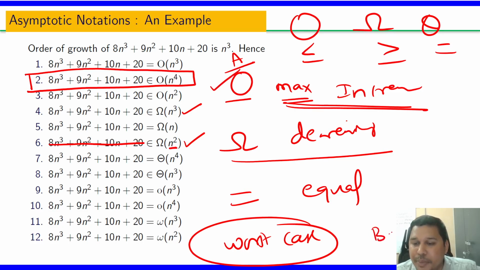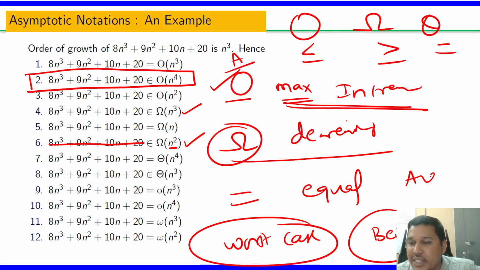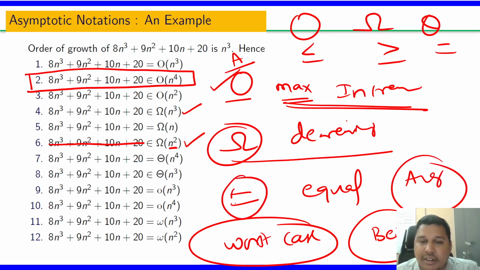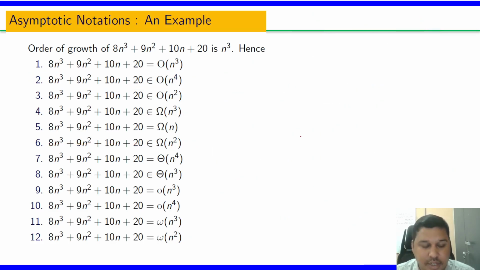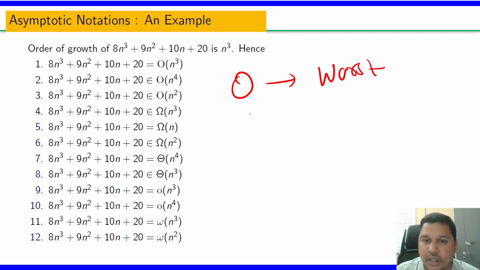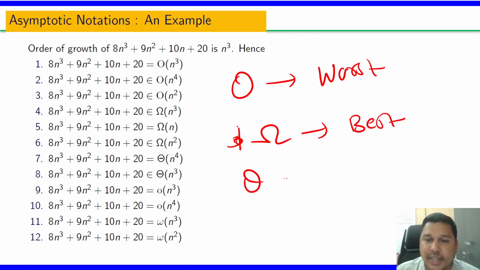If you want to represent the best case, you have to go for omega. When you want to talk about average case, you have to go for theta. I will make it very clear with an example. So big O is for worst case, omega is for best case, and theta is for average case.